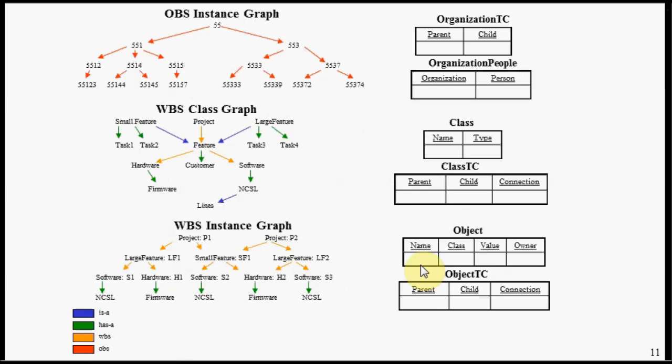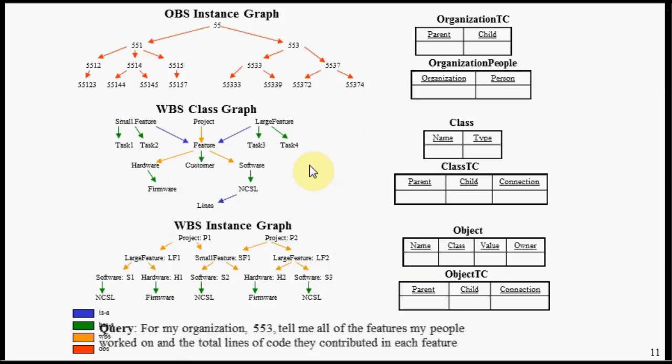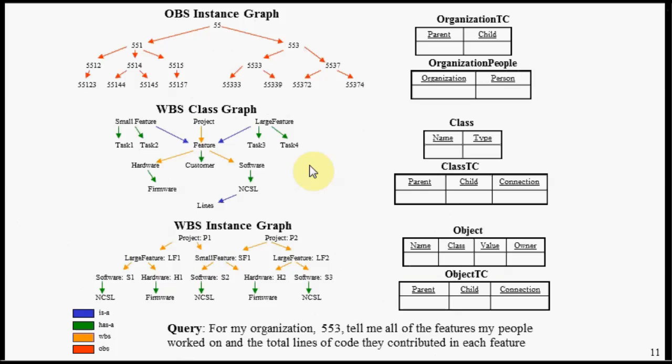Okay, we have a couple of relational tables associated with this graph. We have an object table representing the nodes of this graph and a transitive closure table representing the transitive closure of this particular graph. And the query we want to perform is the following. Imagine you're the manager of a department up here, organization 553. What you want to know is all of the features your people worked on and the total number of lines they contributed for each of those features.